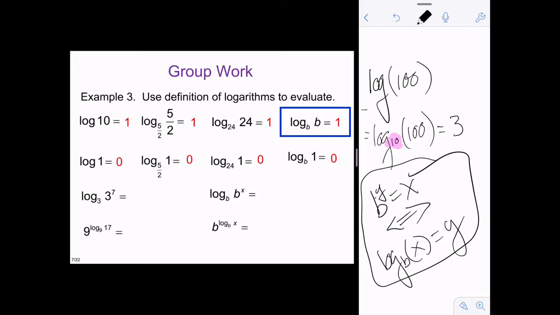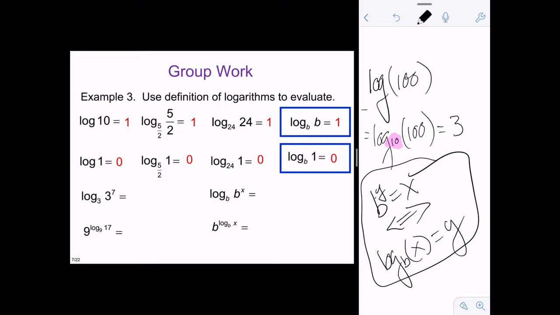Gosh, I really hope you said 0. Anything to the 0 power is 1. So when I plug 1 into a logarithm, by golly, I better be getting 0 back, because this one I just highlighted here says, what power do I raise b to get 1? The power has to be 0. I take b to the 0 power and I get back 1.